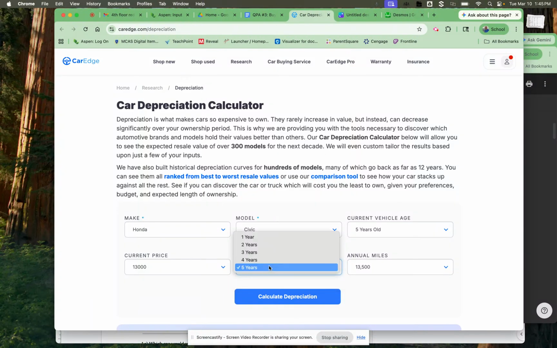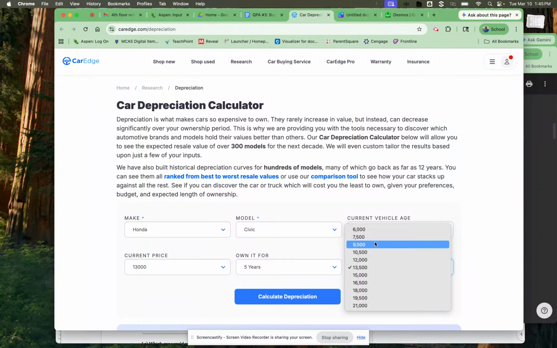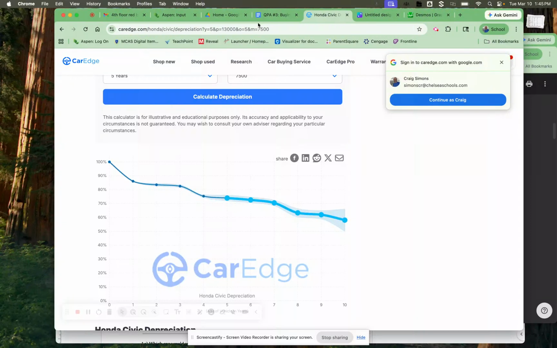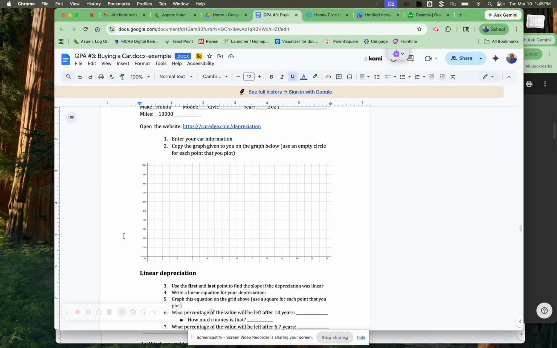You can put 5 years, 3 years. I'm going to own my car for 5 years, and I only drive about 7,500 a year. This does not matter, okay? Okay, so I'm going to copy this over.